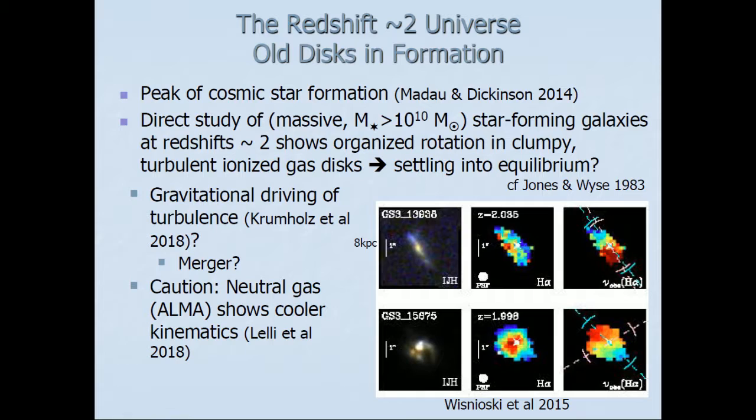color-coded by, this is the line of sight velocity. These are disks, red going away, blue coming towards us, red going away. These are different galaxies. You can see organized rotation, just recent, everybody was going, oh, these are big disks. Yes, they're fat. But this is the ionized gas settling, perhaps it's settling into equilibrium.